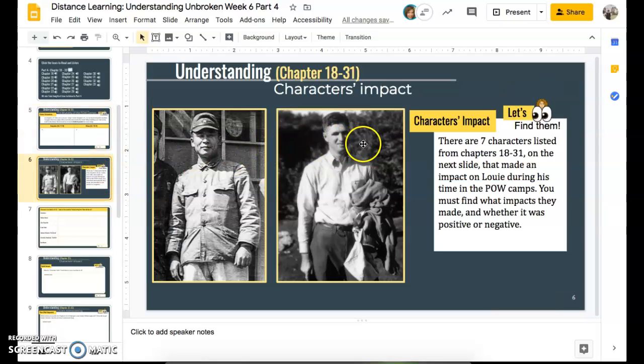All right, so the next activity talks about the characters' impact. There are going to be 7 characters listed on the next slide, and they're from chapters 18 through 31. You're just supposed to look at these characters, decide if they're positive or negative impacts on Louis' life, and then say what the impact is, okay? What did they do? What was their major impact?